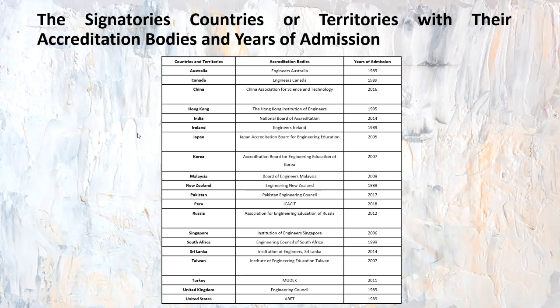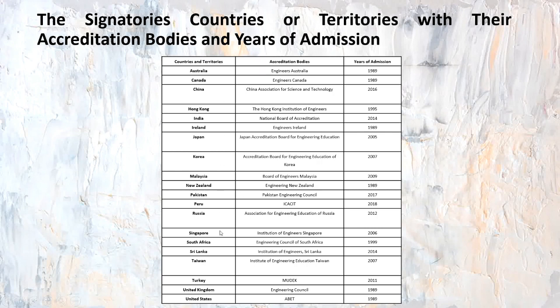Table here shows the signatory countries or territories with their accreditation bodies and the years of admission. As you can see here, there are 3 parts: firstly the countries and territories, secondly the accreditation bodies for each country, and thirdly the year of admission of the accreditation body.